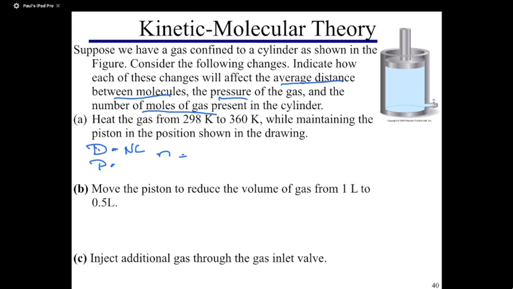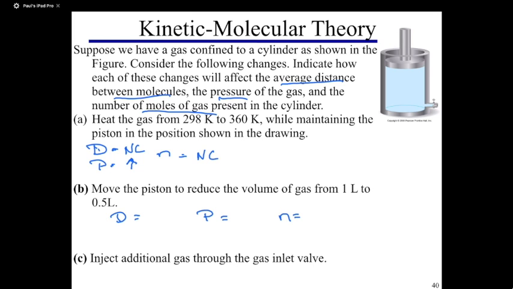But what about the pressure? Does it go up, go down, or not change? It increases, because they're moving faster. What happens to the molecules? Do they hit the sides more often, less often, or the same? More often. That means the pressure goes up. What happens to the number of moles? Does it go up, go down, or not change if I just heat them? No change. Distance, pressure, number of moles.